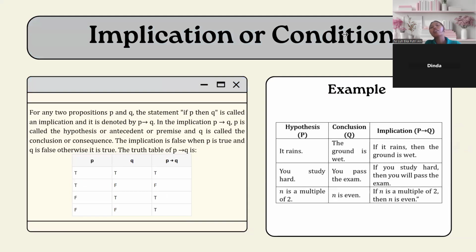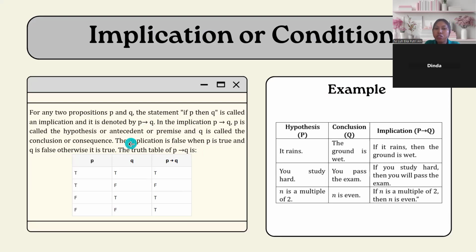Next. So we also have implication or conditional. For any two propositions P and Q, the statement if P then Q is called an implication, and it is denoted by this. In the implication if P then Q, P is called the hypothesis or antecedent or premise, and Q is called the conclusion or consequence. Now, the implication is false when P is true and Q is false, otherwise it is true.